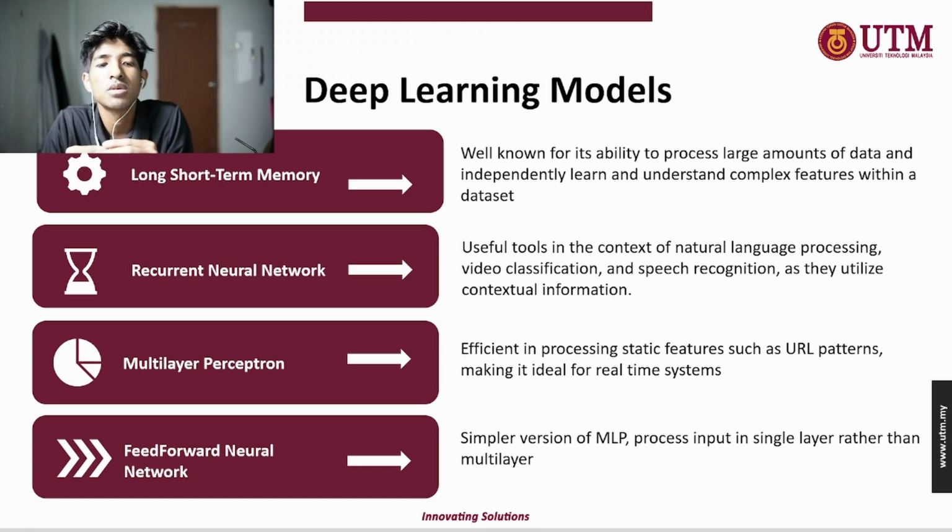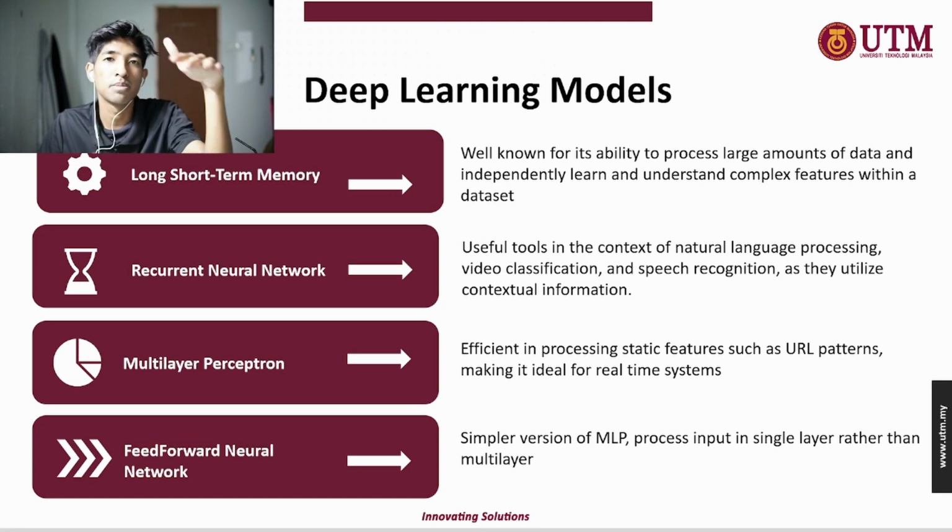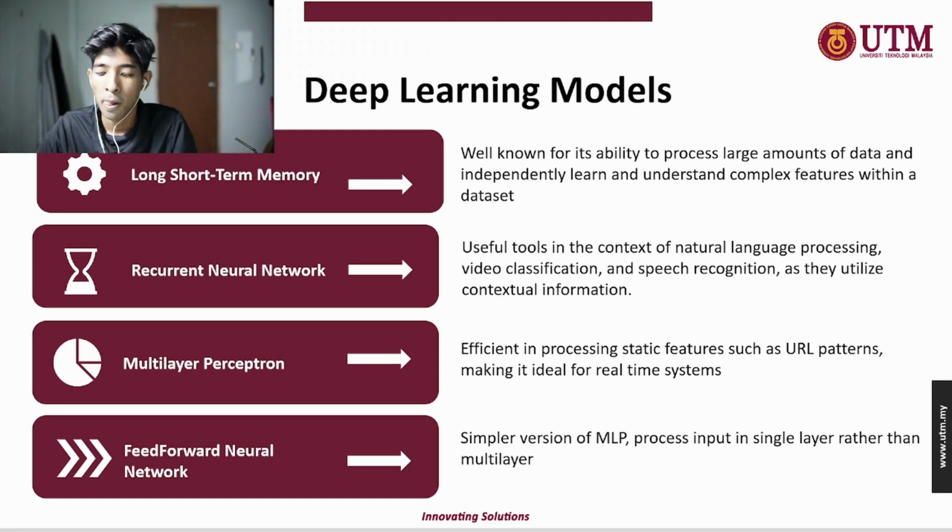The two non-sequential models that we chose are MLP and FNN. MLP is very useful for static features, something that doesn't change. The URL pattern really doesn't change over time. How a URL is set up is how it's going to be for the next 10 years, okay? And then FNN is something like MLP, but it usually has a single layer instead of multiple layers. That's why MLP is called multiple layer, right?